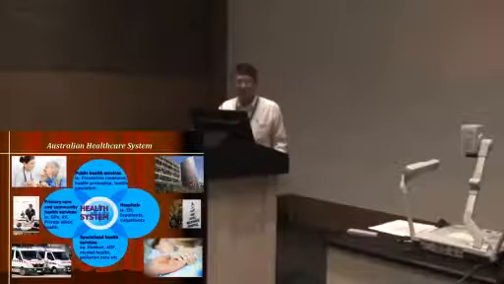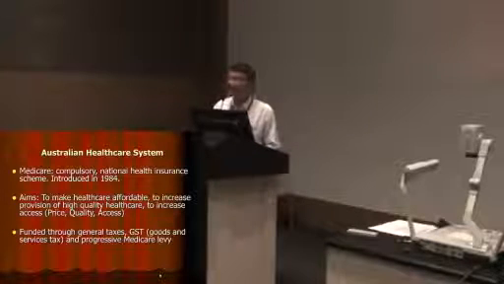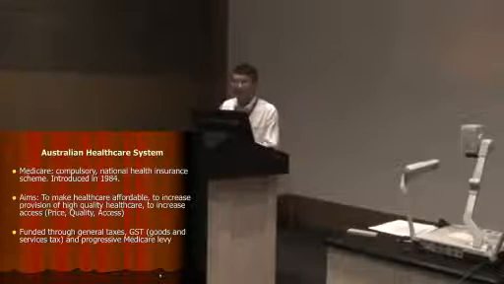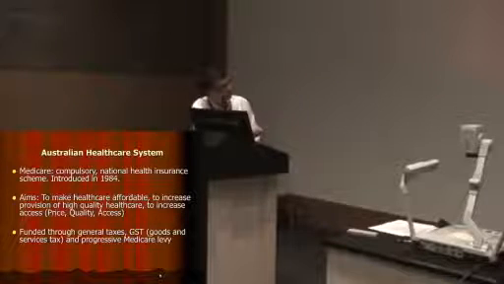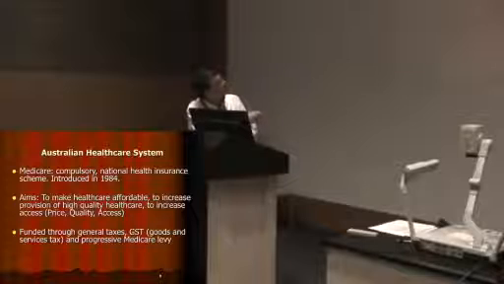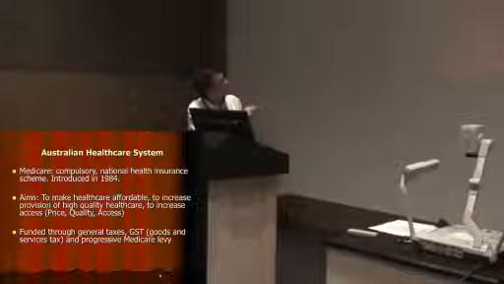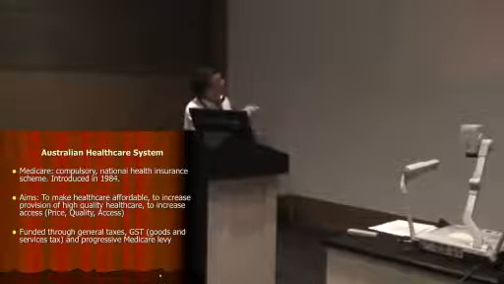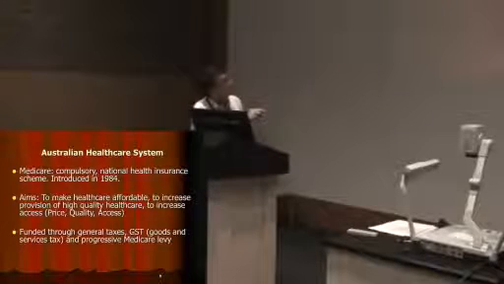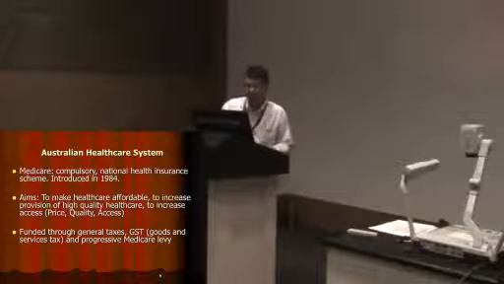Okay, the Australian healthcare system has introduced a public health insurance scheme called Medicare. This was introduced in 1984. It's compulsory, so you have to pay something called the Medicare levy, the tax. The aim is to make healthcare affordable, to increase provision of high quality healthcare, and to increase access. So these three: price, quality, and accessibility. Later on, some slides will discuss what we mean by accessibility in one of the later lectures.